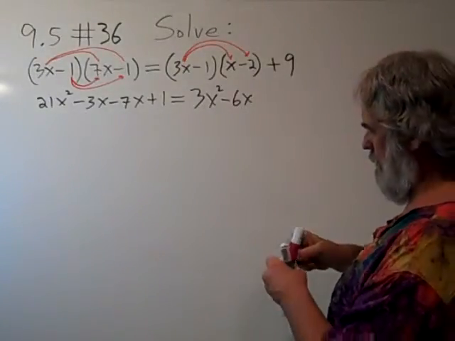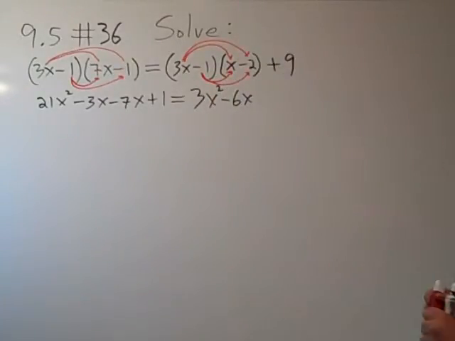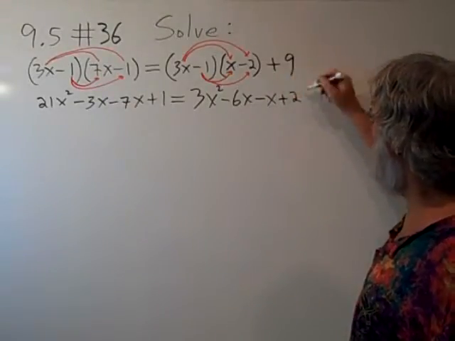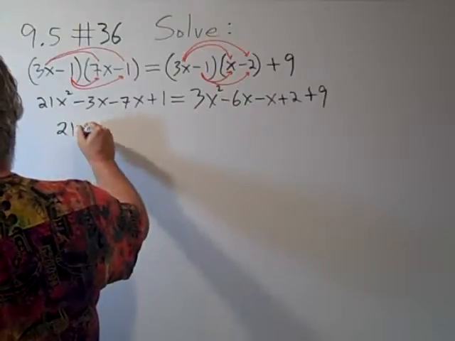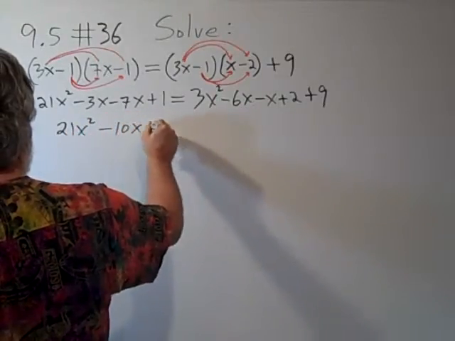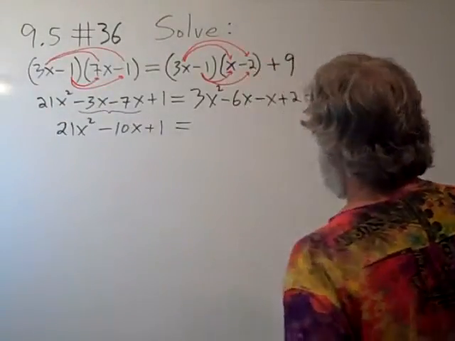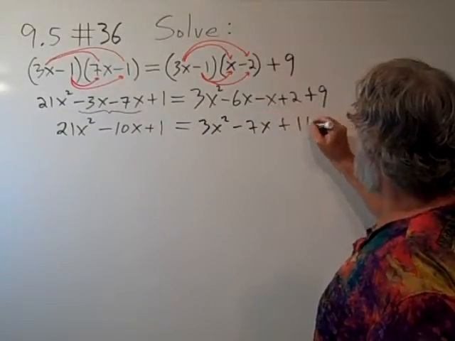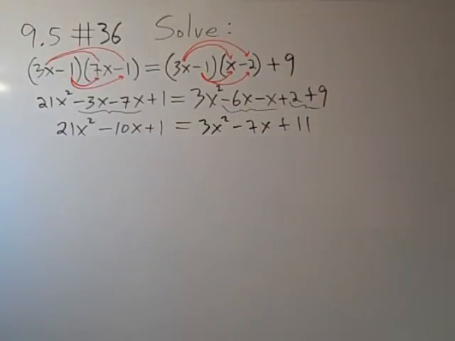And then negative 1 is multiplied times the x and times the negative 2. So that gives us negative x plus 2 plus 9. So on the left we end up with 21x squared minus 10x plus 1. Negative 3x, negative 7x is negative 10x. On the right side we have 3x squared minus 7x plus 11. So it's negative 6x, negative x is negative 7x, and 2 plus 9 is 11.